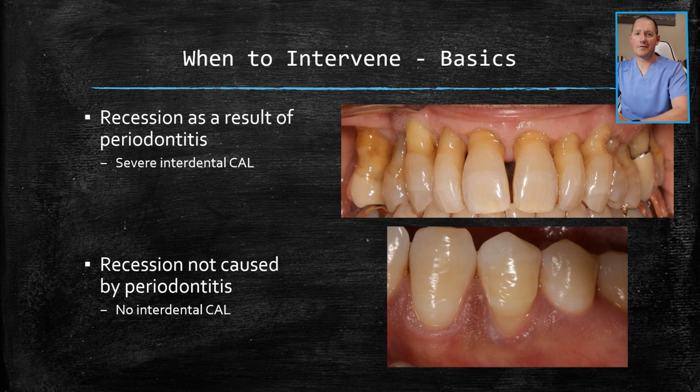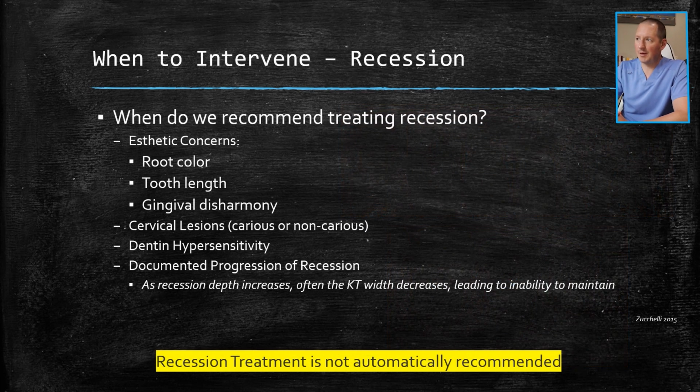So when do we intervene for recession? All right, so when do we recommend treating? There's a couple reasons why, when a patient comes in to see me for recession, I would recommend treating them. The first thing is aesthetic concerns. So oftentimes patients come in, they don't like the root color, right? That gold, yellowish root color, in contrast to the crown and in contrast to the gum tissue. They don't like the tooth length, right? The teeth are looking longer, especially the canines.